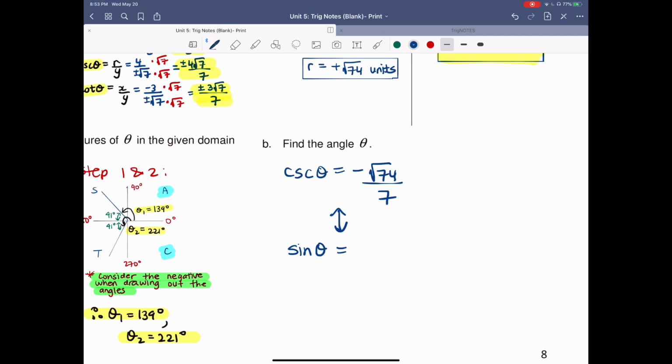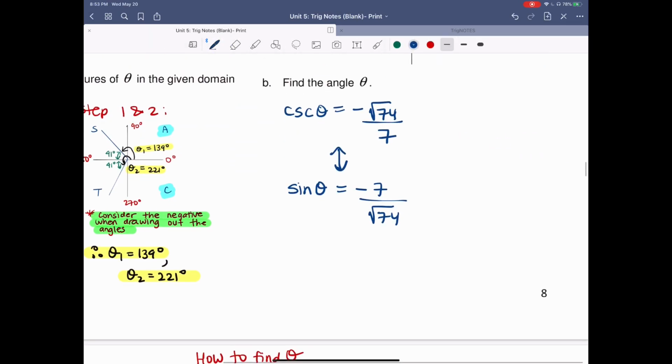And so I have 7 over square root 74, and I'm just going to keep that negative sign because by taking the reciprocal, that doesn't change a sign, right? If you have a -2, the reciprocal of that is -1 over 2. The sign still carries on. Don't get confused with negative reciprocal. We're just taking the reciprocal, which just means flip the numerator and denominator.